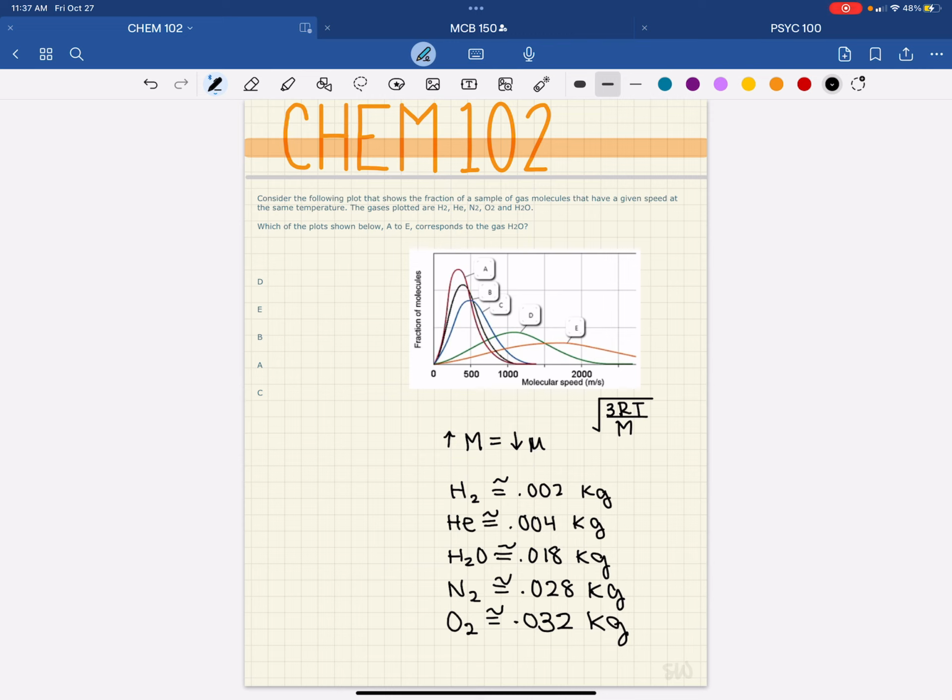So, based on this, again, the bigger you are, the slower you move. Oxygen is our largest molecule, and therefore it is going to move the slowest at A. Nitrogen is our second largest molecule, moving second slowest at B. C is going to be H2O because that one is in the middle. Helium is going to be our second fastest, and hydrogen is going to be our fastest. So our answer is going to be C.